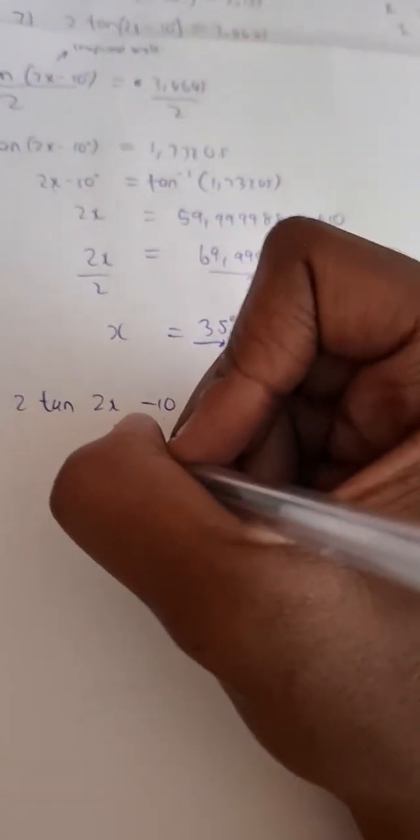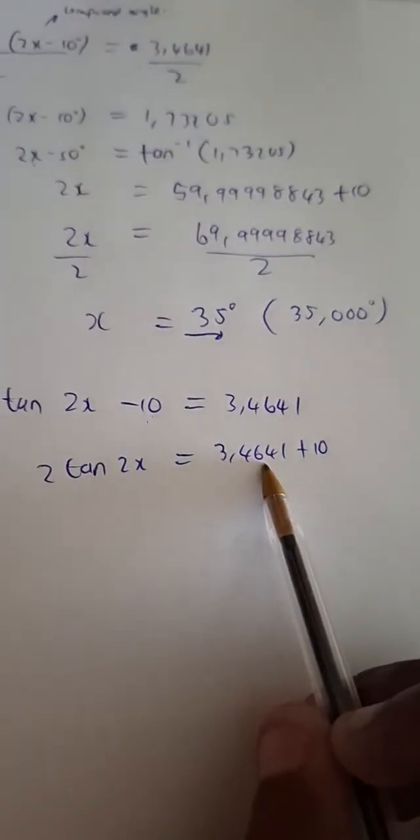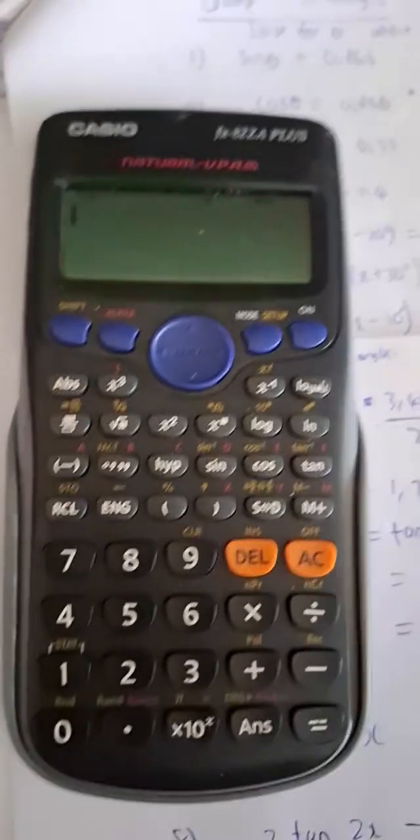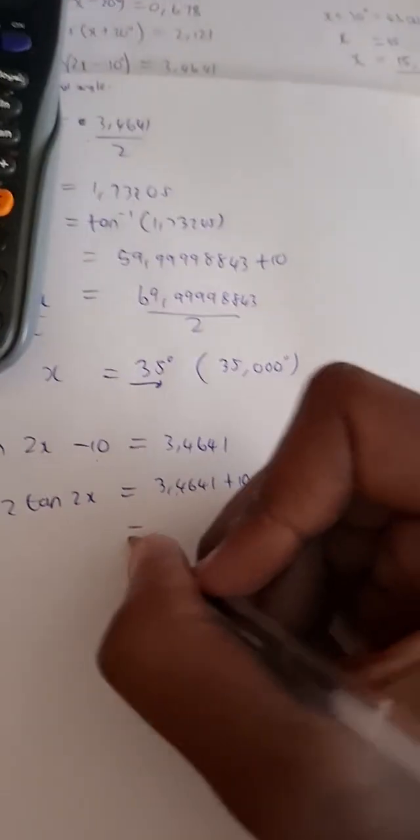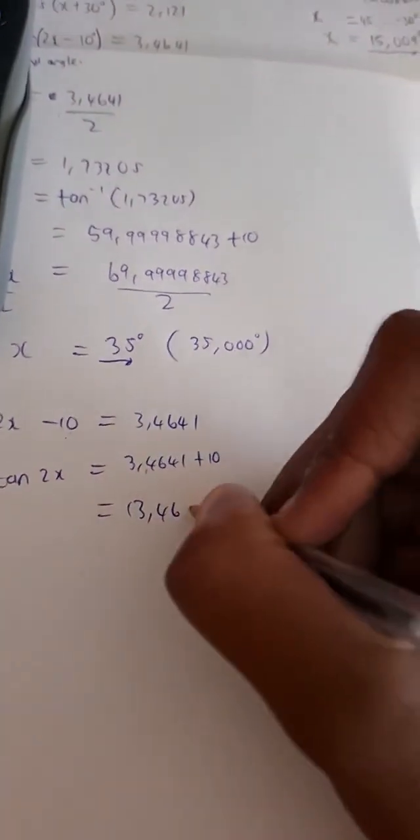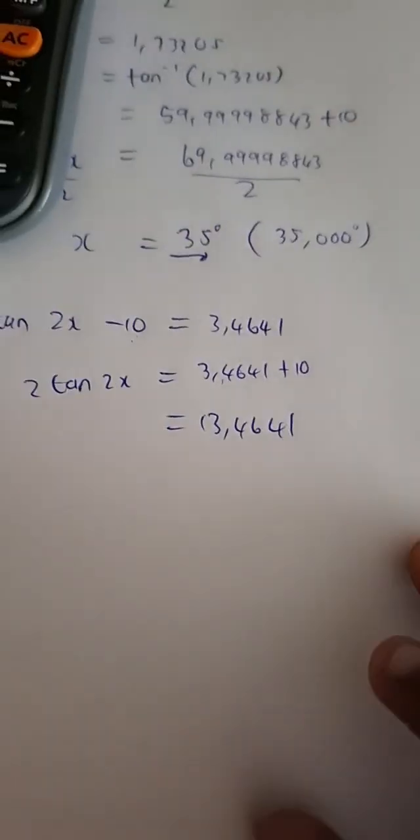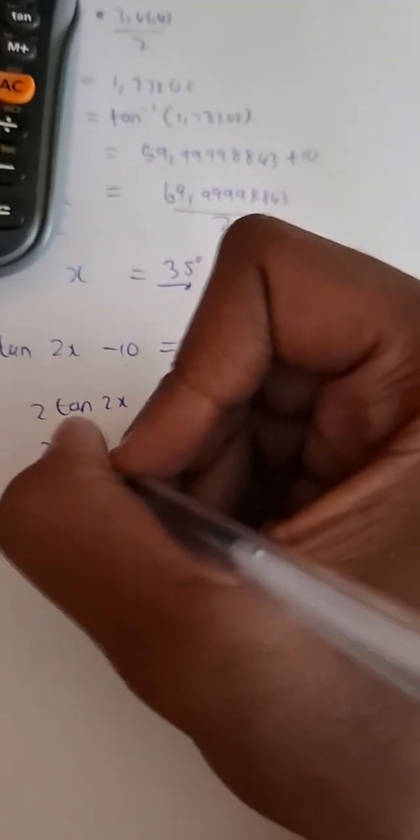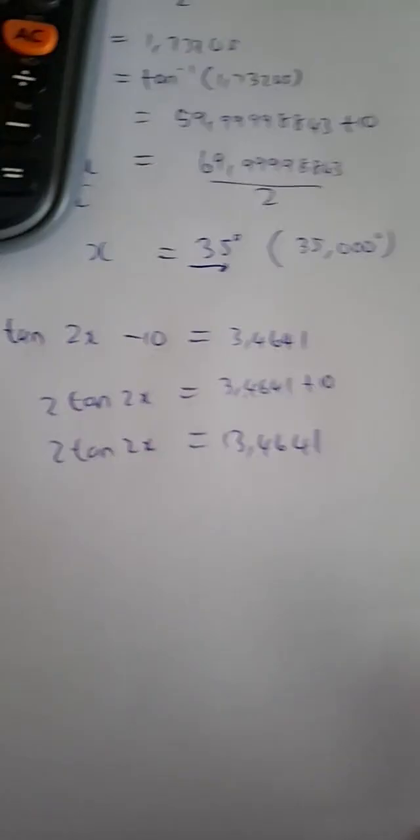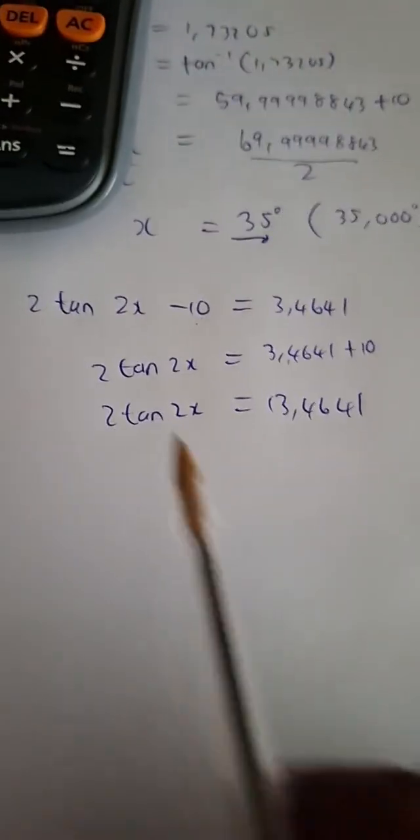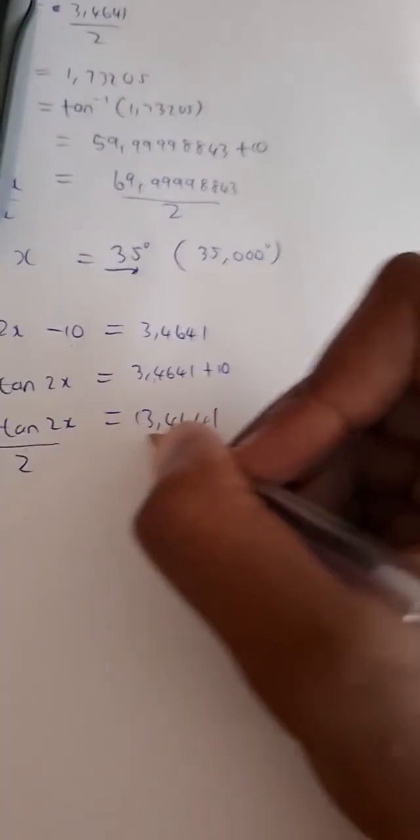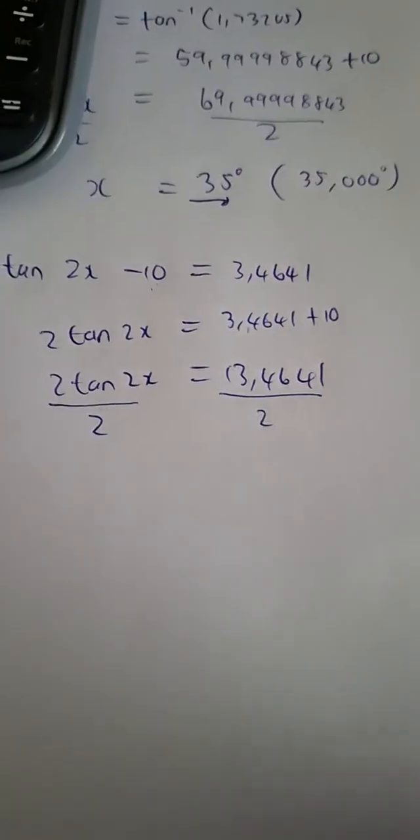Now we are left with 2 tan 2x on the left. If we add the plus 10 there, I'm sure you guys know that 3,4 plus 10 will give you 13,4641. Okay. Now we need to do what? Divide both sides by 2, the coefficient of the trig ratio.